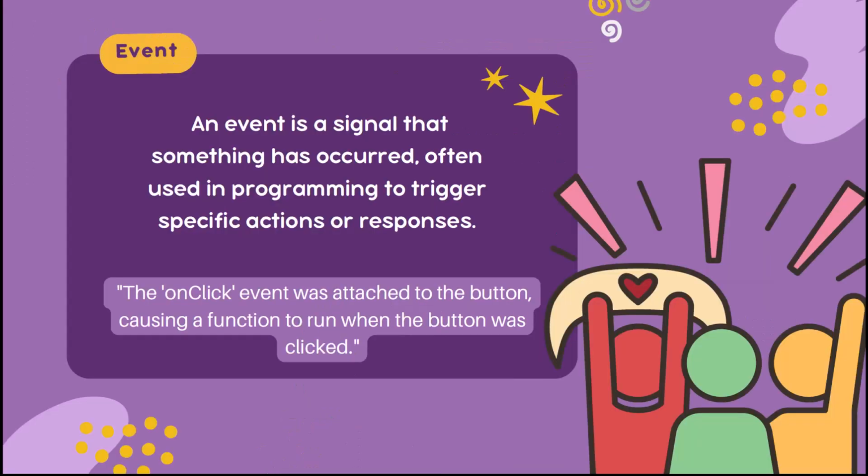Event. An event is a signal that something has occurred, often used in programming to trigger specific actions or responses. Example: the onClick event was attached to the button, causing a function to run when the button was clicked.